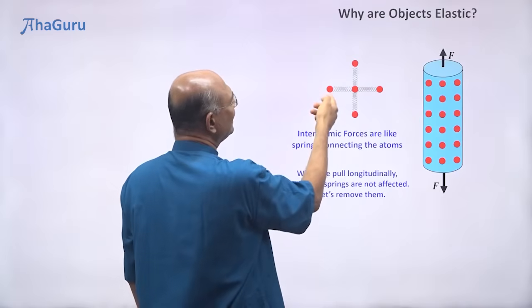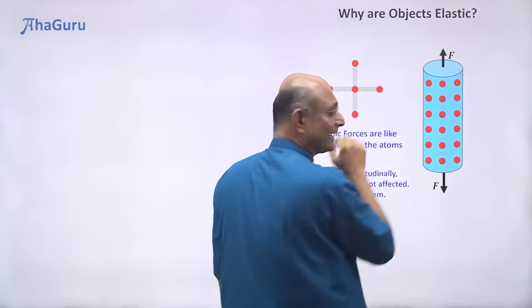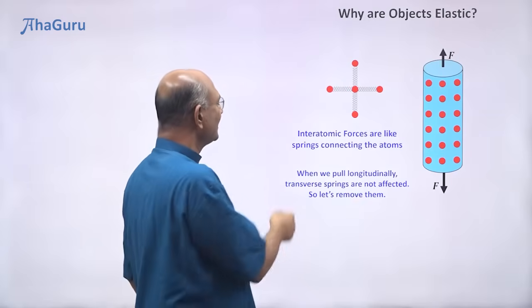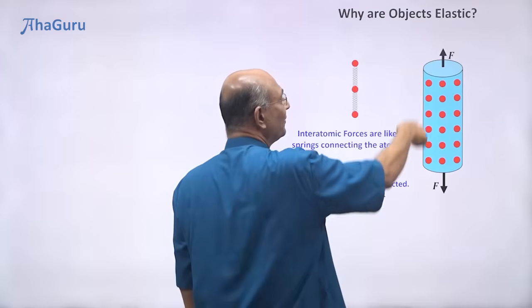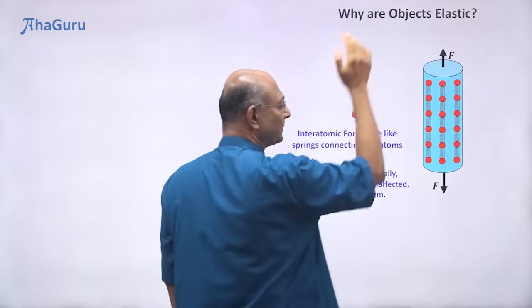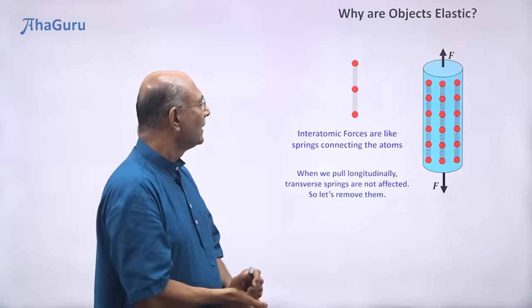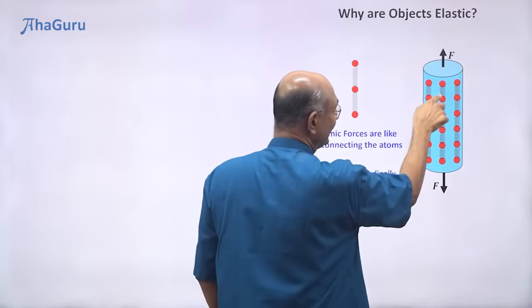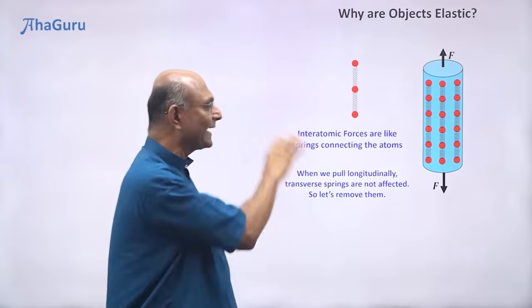Since they are not affected, unnecessarily if you put the springs, there are obviously springs here, but if you put all of that, it is going to get very cumbersome and complicated. So let us remove these horizontal springs. We'll only talk about the vertical springs. So if I connect all the atoms with springs now, this is the image I want you to remember. Please remember that there are also springs connecting in that direction horizontally. I'm just removing it for the sake of clarity.